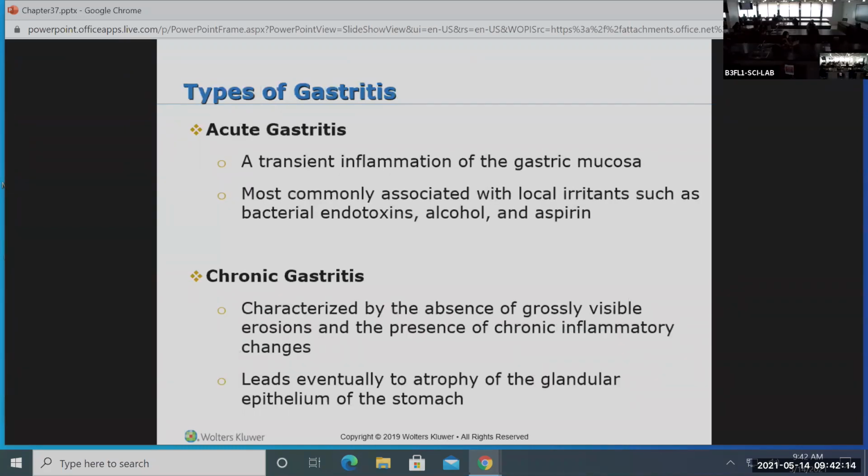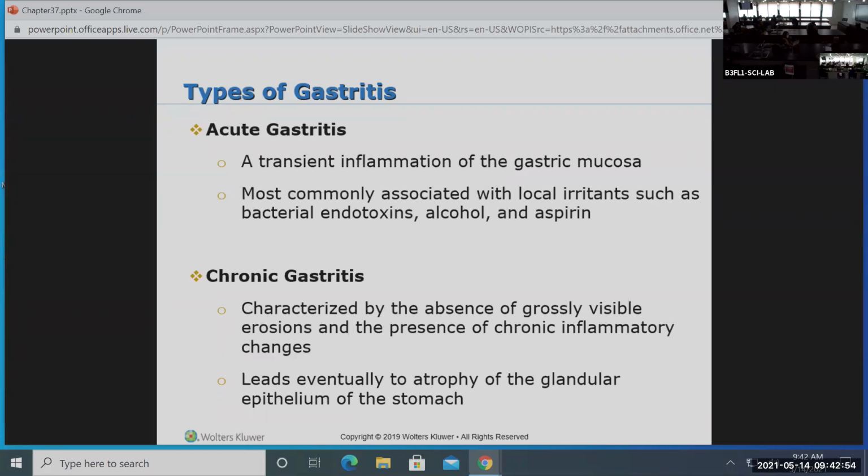Now, we do have gastritis, which is inflammation of the gastric mucosa of the stomach, in the acute form, please remember, and chronic form. Acute is a transient inflammation of the gastric mucosa that's called acute gastritis. What are the causes? Most commonly associated with local irritants such as bacterial endotoxin, the chemical released by bacteria, aspirin, and alcohol.